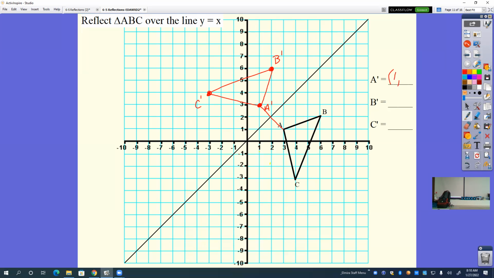So our new coordinates would be +1, +3. B prime would be +2, +6. And C prime would be -3, +4. So that's really the easiest way to do reflections over a diagonal line.